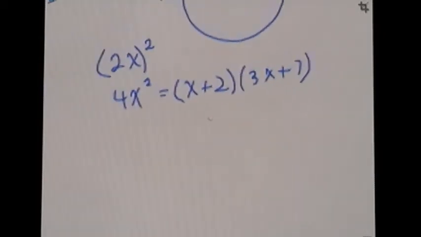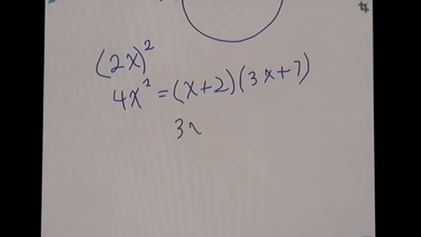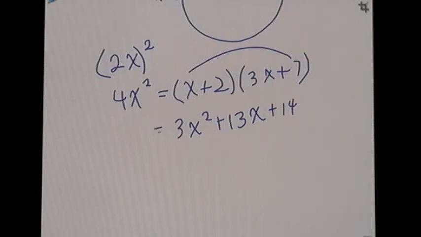Okay, so let's just work these out. X times 3x is 3x squared. Outer is 7x, inner is 6x. So 6 and 7 is 13x, and it's positive. And then 2 times 7 is 14. Excuse me, not 14x, just 14. Equals 4x squared. Now when we subtract 3x squared from both sides, we just get x squared.